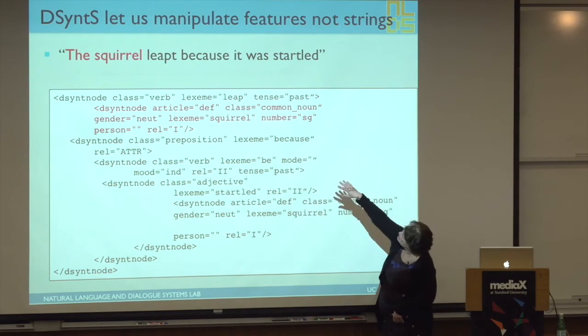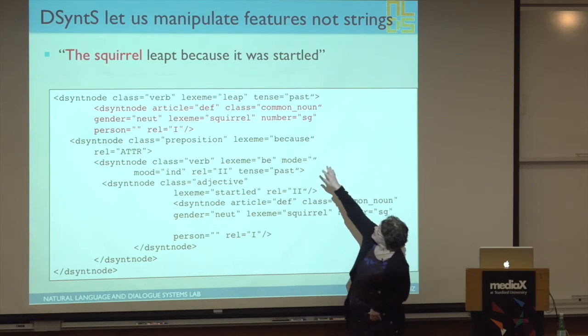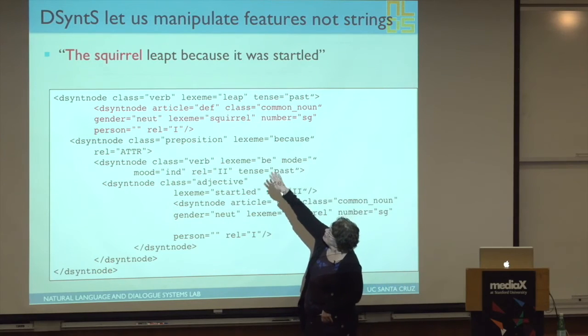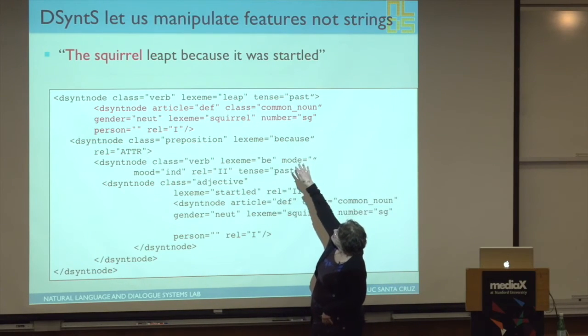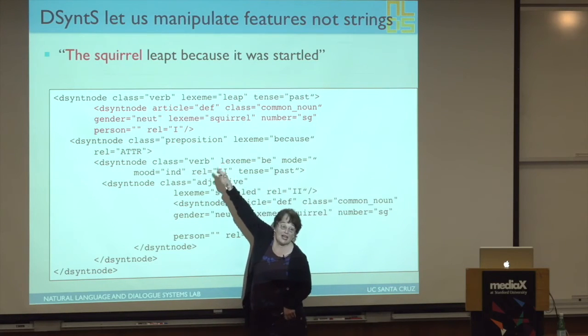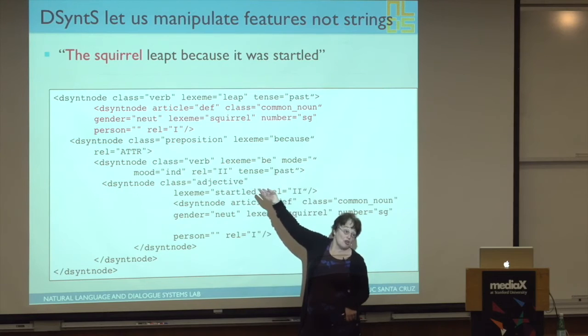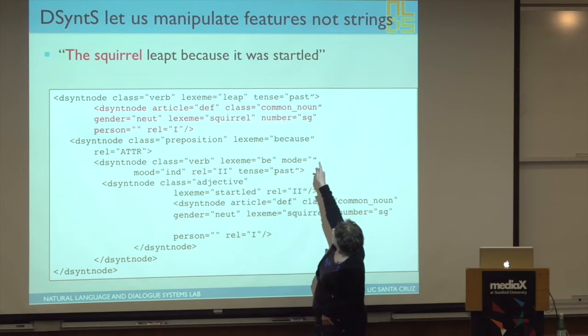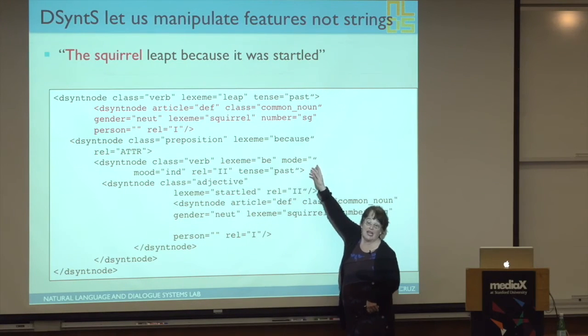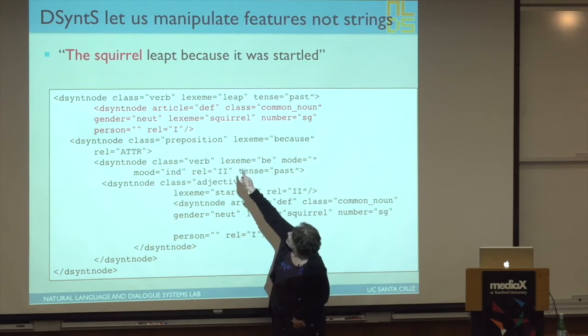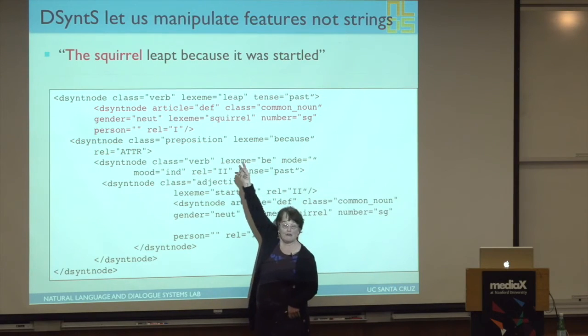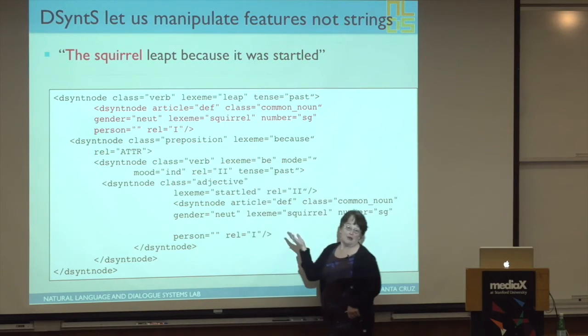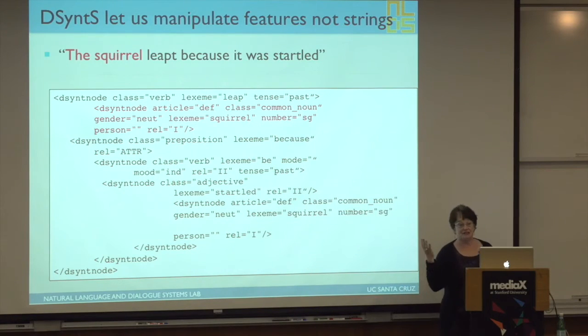Here's the squirrel leapt. So we have the same thing for the squirrel. We have a lexeme squirrel. We say it's number singular. It's definite. So if we wanted to say the squirrels, if for some reason there was more than one squirrel, we would just say that it's not singular, it's plural. If we wanted to say a squirrel, we would just change the value of that article from definite to indefinite, and we would automatically get the right thing generated without messing around with a bunch of string manipulations.